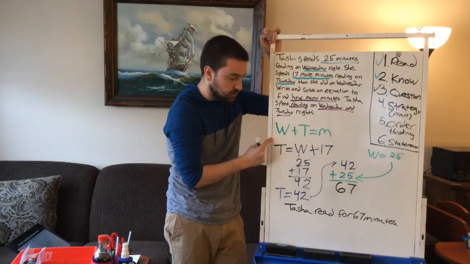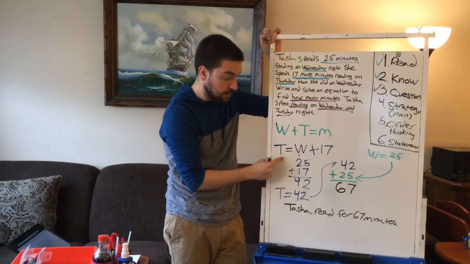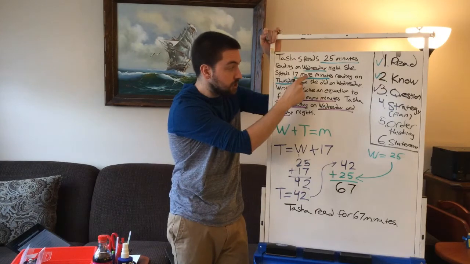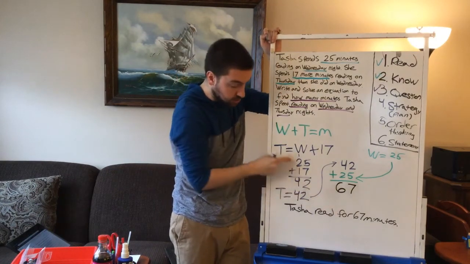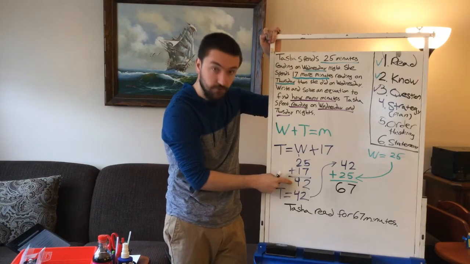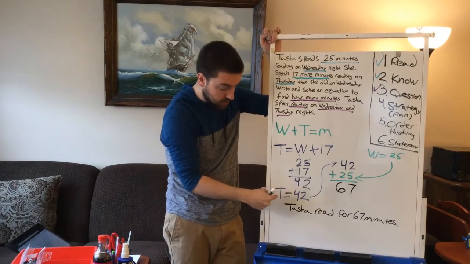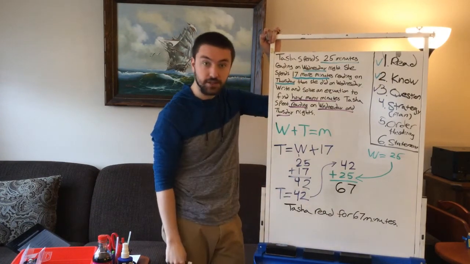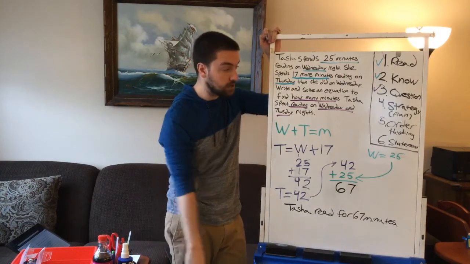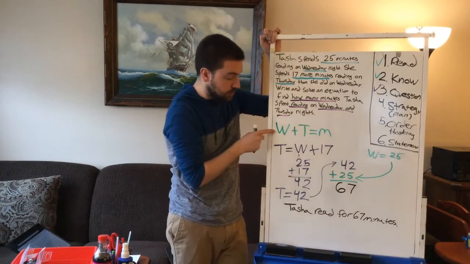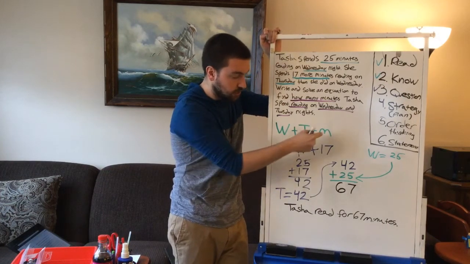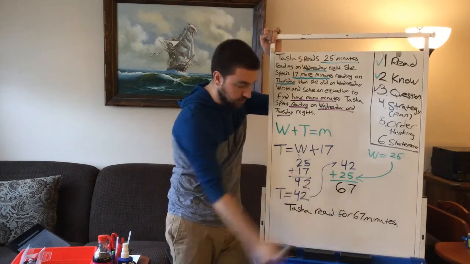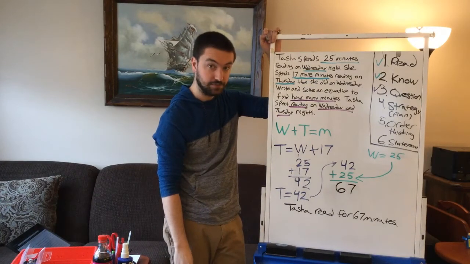We already knew Wednesday, so now we need to find Thursday. We knew that 17 more told us that we needed to add 17 to 25, giving us 42. Knowing now that Thursday was 42 minutes. Now that we knew what Thursday was, we could finish our strategy, we could go back to our original plan. Wednesday plus Thursday equals our total minutes, which was 67.